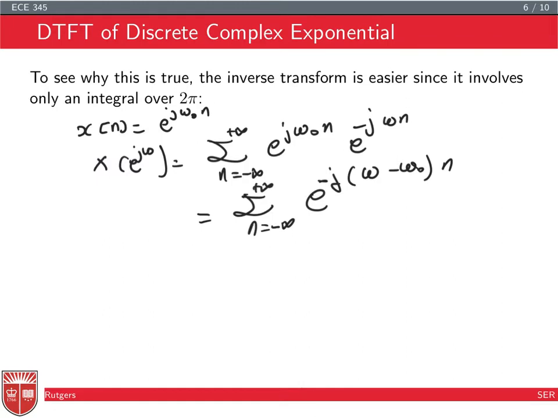And now you would think that this is a geometric series. However, the norm of this term is equal to 1, so it's not clear that this is going to converge. I cannot apply the geometric series here, so we're going to prove this formula a different way.